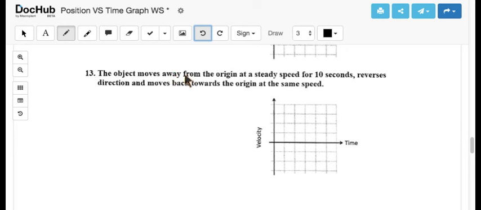The object moves away from the origin at a steady speed for 10 seconds, then reverses direction and moves back towards the origin at the same speed. So in that case, if it's traveling at 2 meters per second when it's traveling away, it will also then need to be moving at 2 meters a second when you're going towards it. And the example I just did up there is probably pretty helpful for this one too.